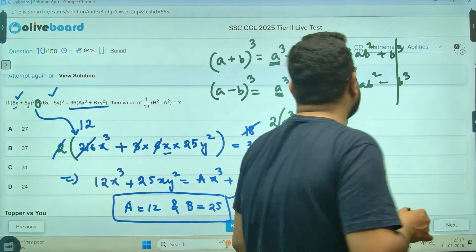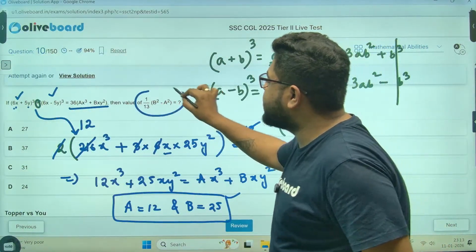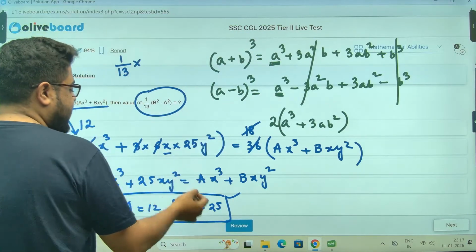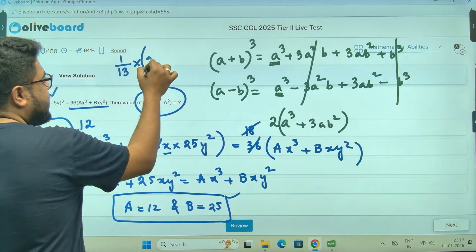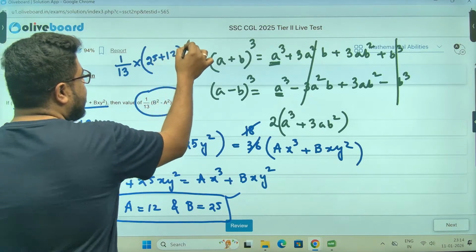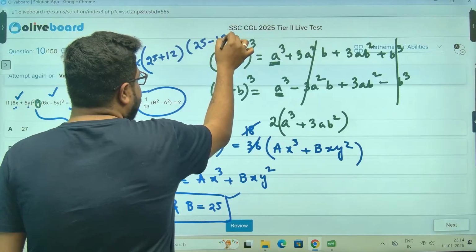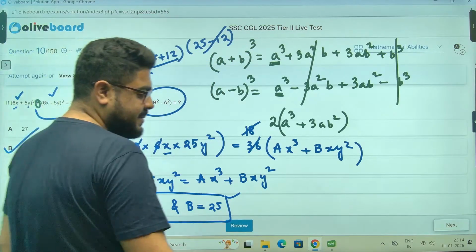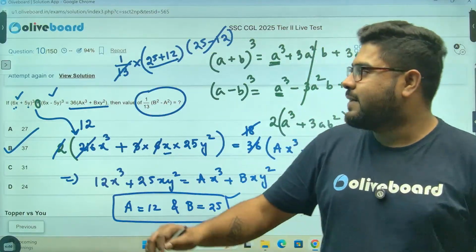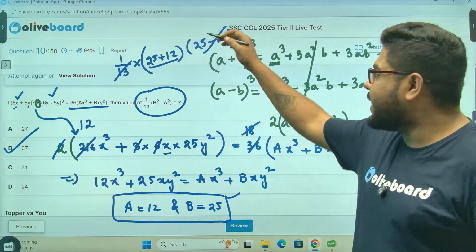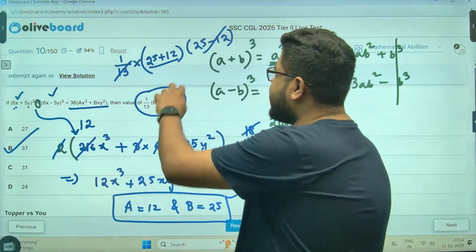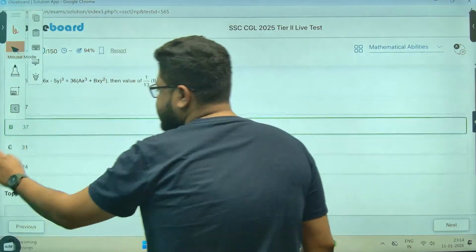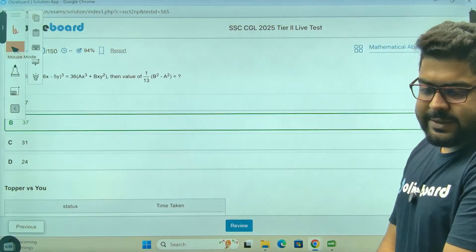And if I can say this, then they are asking this value, 1 by 13 into B square minus A square. B is 25 square minus 12 square, meaning 25 plus 12 into 25 minus 12. Now, why did I do it? Because I have seen this is this. So my answer is 37, option B. Again, I could have done 625 minus 144, but this is much better because I've noticed this 13 will cancel. So that will give me my answer, which is option number B.